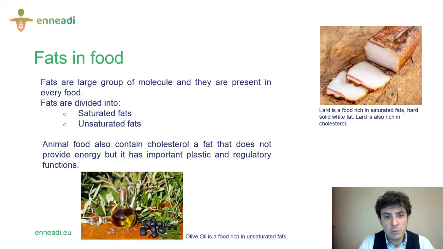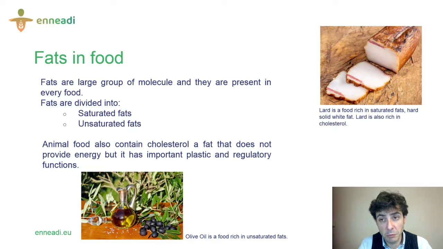Animal food contains mainly, but not only, saturated fat. Plant-based food contains mainly, but not only, unsaturated fat. An important aspect of animal foods is that they can also contain some cholesterol, a molecule that belongs to the group of fats. It does not provide energy, but it has very important regulatory functions.